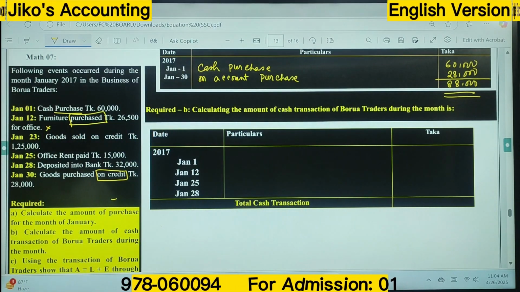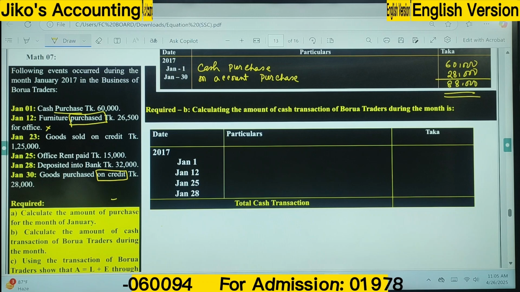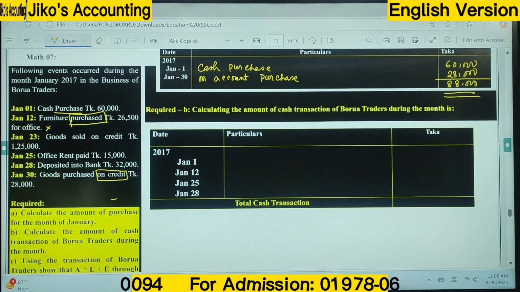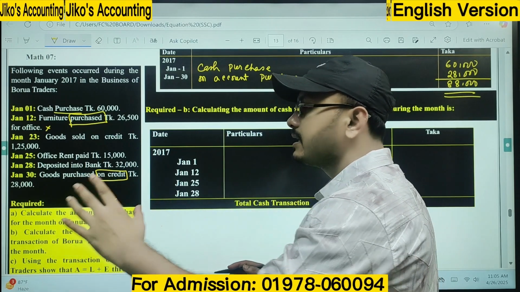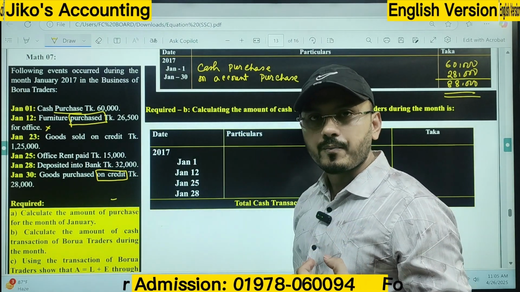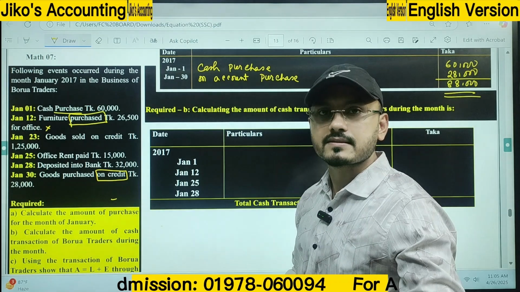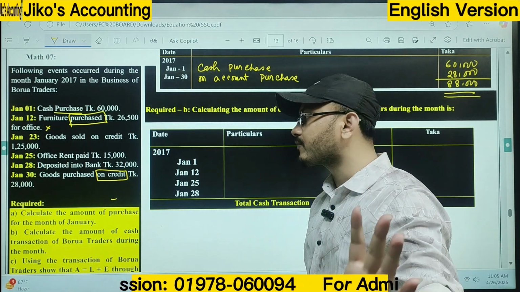Now move to our second requirement. What is our second requirement? Calculate the amount of cash transactions. Sir, basic sense, if I say to you, try to get this one. You have to consider only cash inflow or cash outflow of the business. Cash inflow and cash outflow, consider this one.